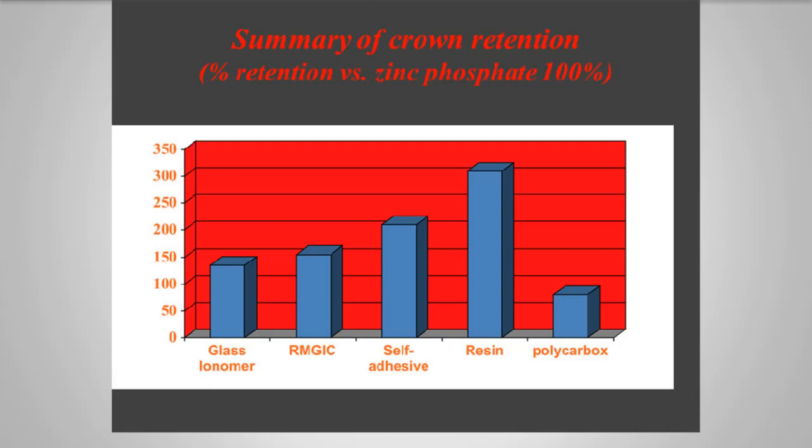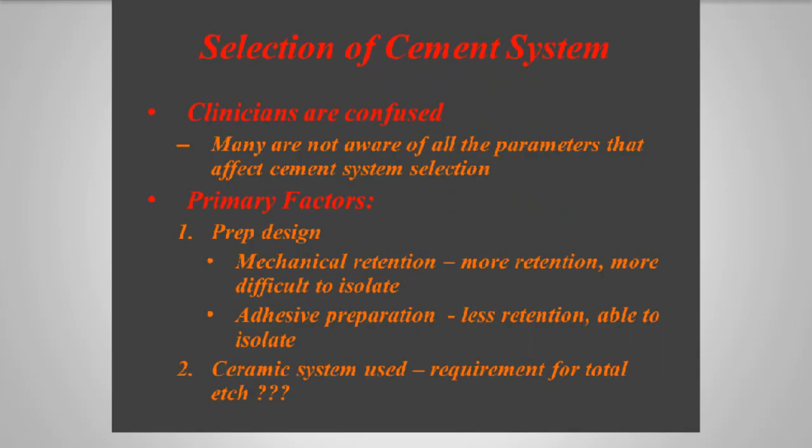This again is a slide from Dr. Latta showing a summary of crown retention, percent retention versus a sample of zinc phosphate at 100%. You see the varying number increasing as you go toward the self-adhesives and the resins, showing that more of these crowns were retained when comparing with the pool of zinc phosphate. So clinicians are confused with some of the selections, because many are not aware of all the parameters that affect cementation in the system, and the various selections for different materials.